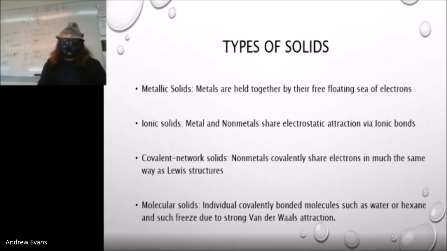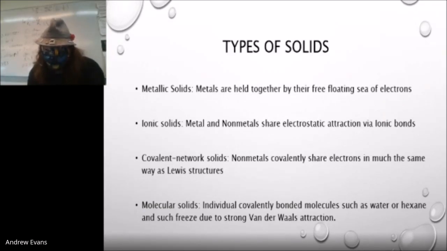We have 4 major types of solids we're going to discuss. Metallic solids, which is basically all metals, with the free-floating sea of electrons. Ionic solids, which is when we take a metal and a non-metal and mix them together, which share electrons through electrostatic attractions and ionic bonds. We'll talk about each of these individually, so don't worry about them just yet. Covalent network solids, which is all non-metals, and because non-metals make covalent bonds, they're all covalently sharing electrons the same way as in Lewis structures, just much bigger Lewis structures. And molecular solids.